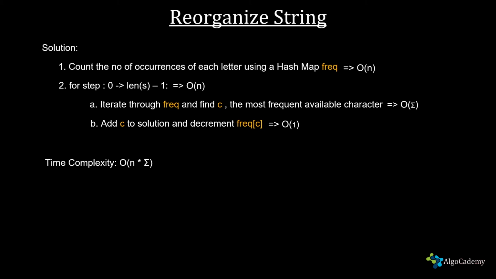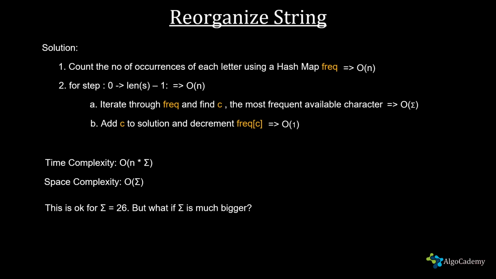So for each of the n iterations in the for loop, we do big O of sigma work, which means the time complexity is big O of n times sigma. What about the space complexity? The only extra space that we use is the hash map, which is of size sigma, so the extra space is big O of sigma. This is actually not that slow, because as I said, sigma is 26, which is a fairly small constant.